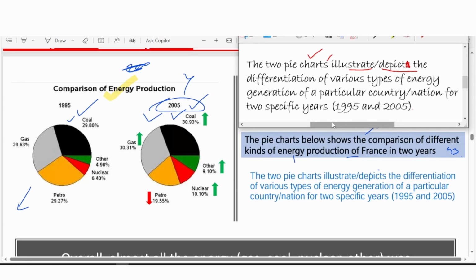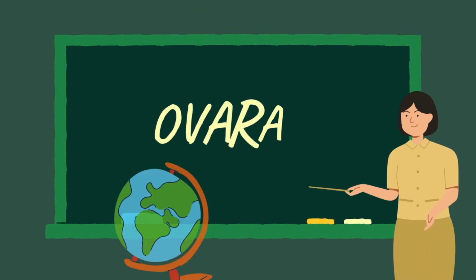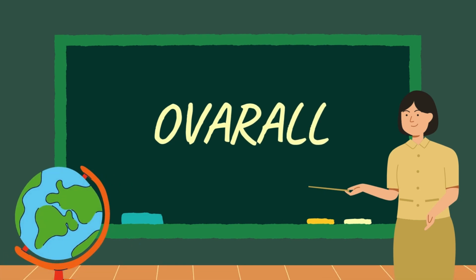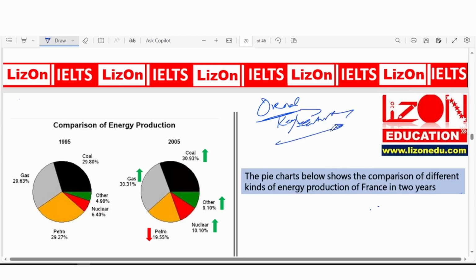All right, okay, let's move and try out the overall now. So now we're going to talk about overall. Before you write down the overall, you need to know what the overall is. Overall is your key feature, important features. So you need to write your important features. So what is your important feature for a pie chart?